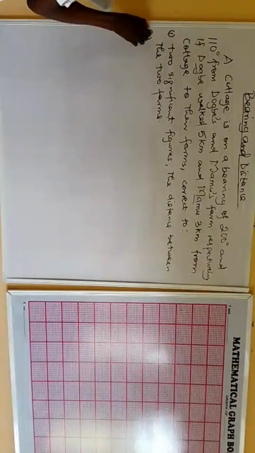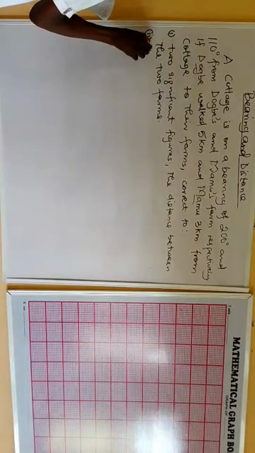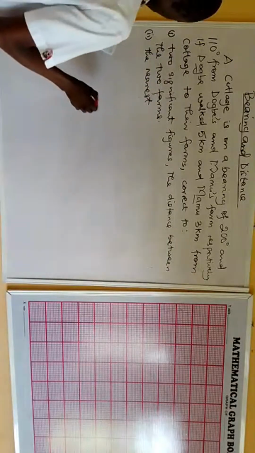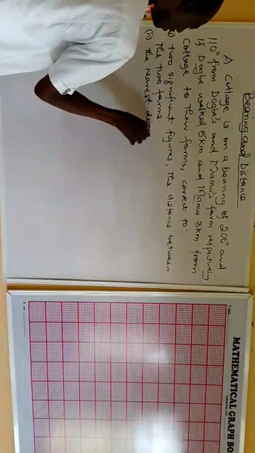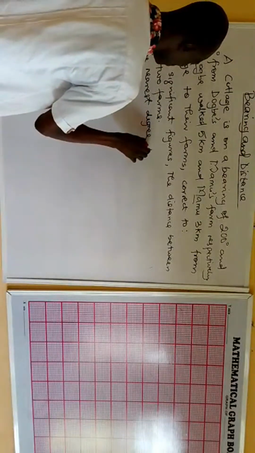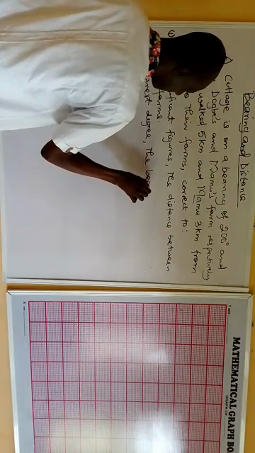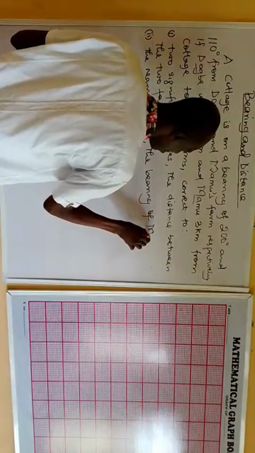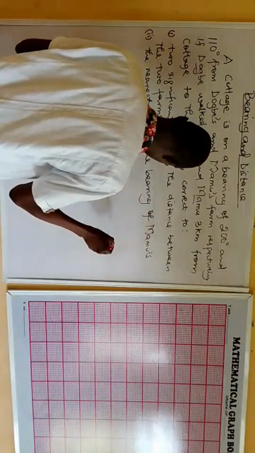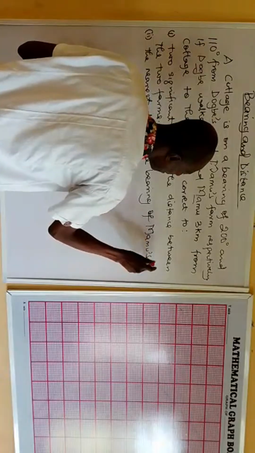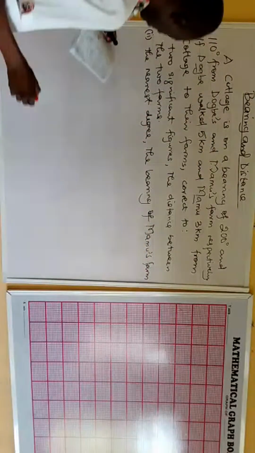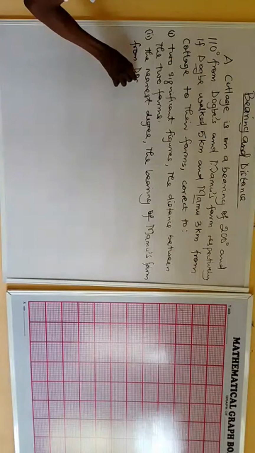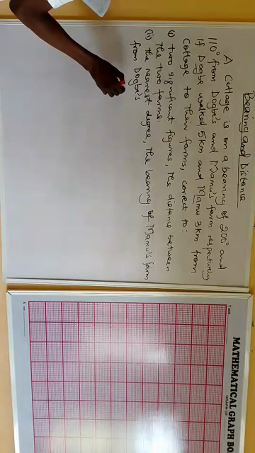Roman figure 2, to the nearest degree, the bearing of Mammoth farm from Dugbe's farm. Dugbe's what? Farm.